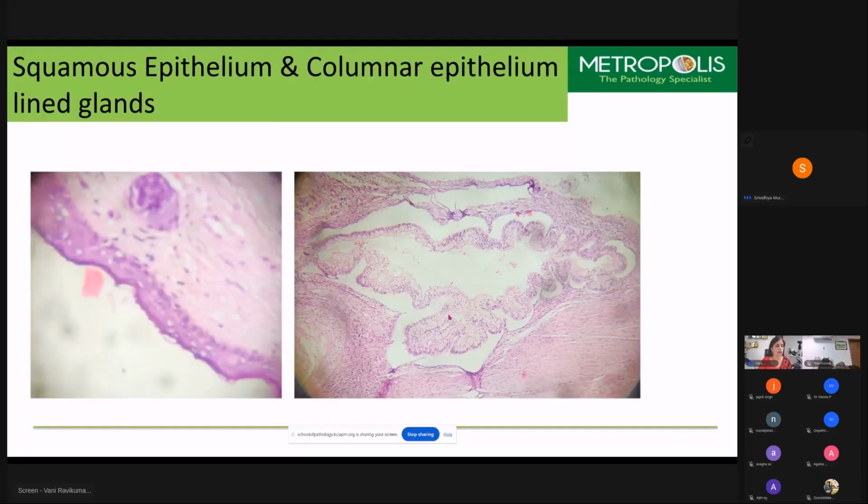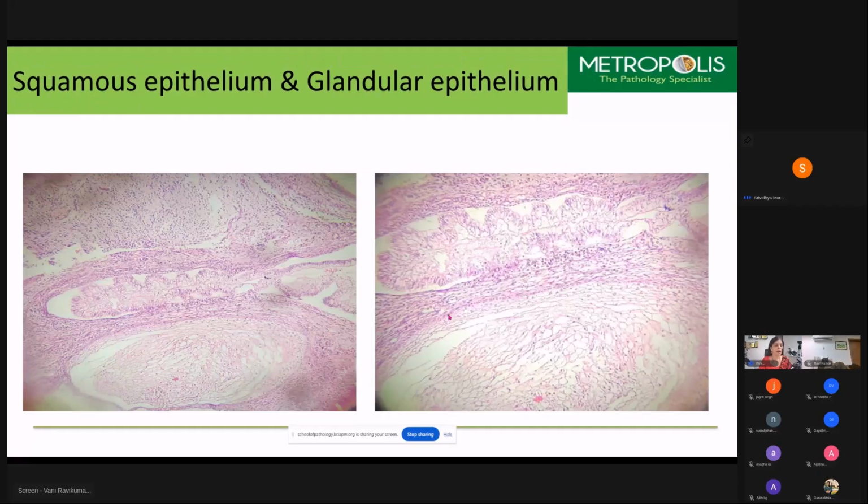And after a lot of searching, I found one small strip of squamous epithelium like this, that was also kind of immature. It was not showing the maturation into various layers. And then we saw the columnar lining, the glands, and this kind of columnar glands. We saw some squamoid areas.